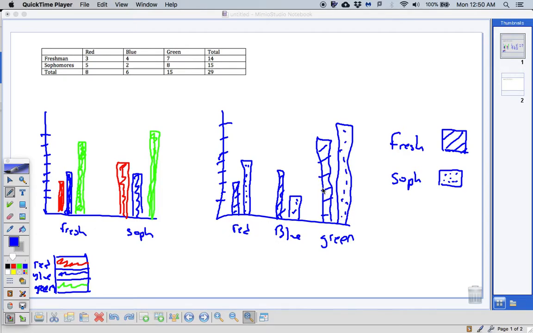And we can quickly tell the difference between the freshmen and the sophomores by the design that's on the bar. And these are some very interesting bars. I apologize, my pen's not working as well as I want it tonight. But again, you can compare it.